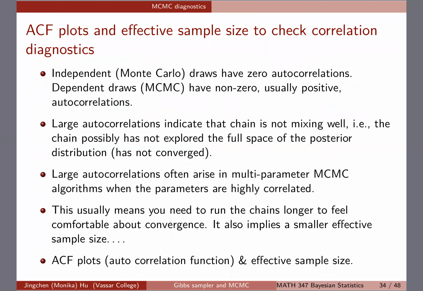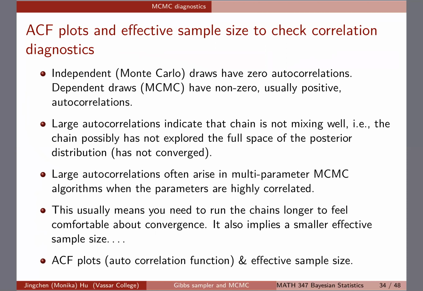And the third one is the ACF, the autocorrelation function. So that again is trying to make sure that we can get rid of the dependency between draws, because we want independent draws in the end. Okay? So Monte Carlo draws are independent, as we know, so they're going to have zero autocorrelations. MCMC draws, like from a Gibbs sampler, are going to have non-zero, usually positive autocorrelations.